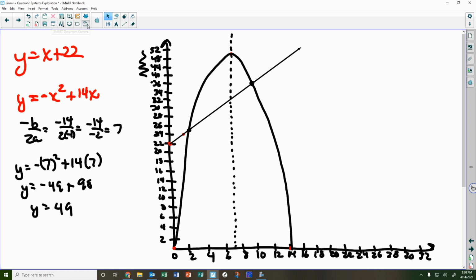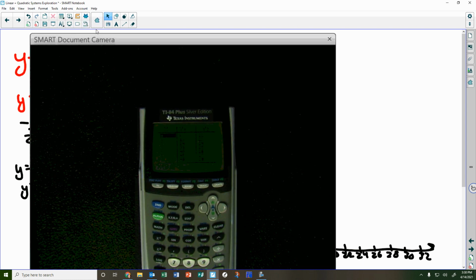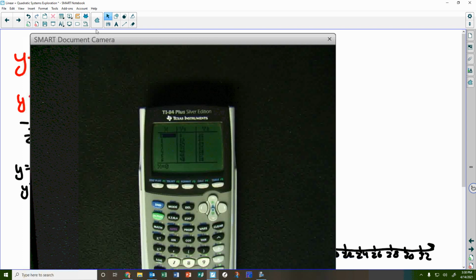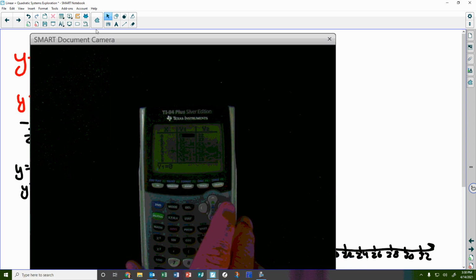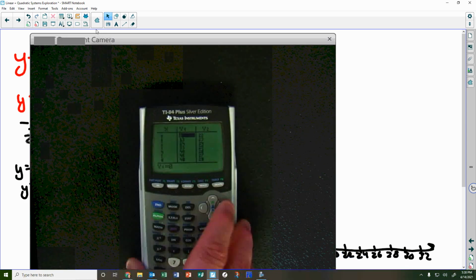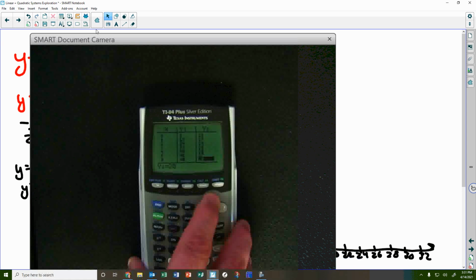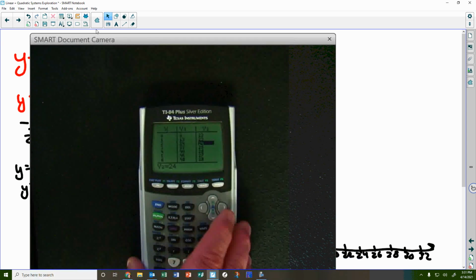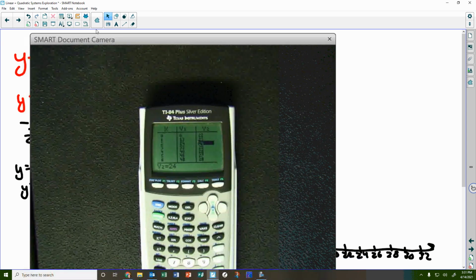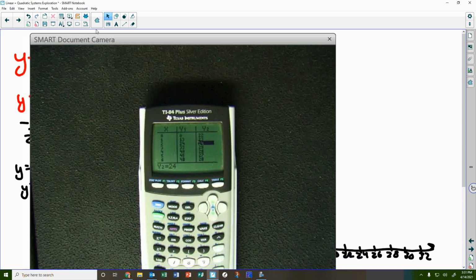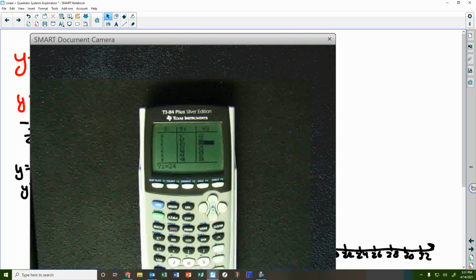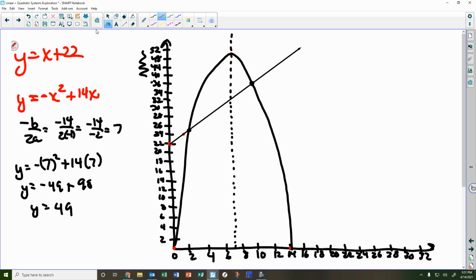Again, I can use my technology and say, okay, do we share any points? Because the y1s are the quadratic, the y2s are the linear lines. So if I go down here and keep looking, do any of these share a value? Well, if you look back at 2, they share 24, right? That means that's an intersection point. So this point right here is 2, 24.